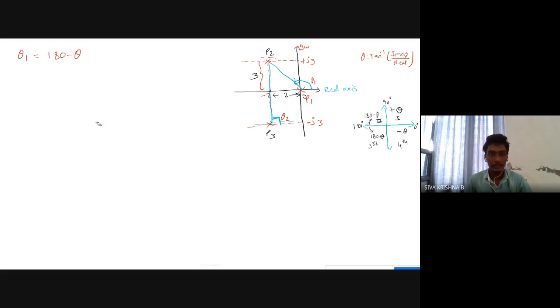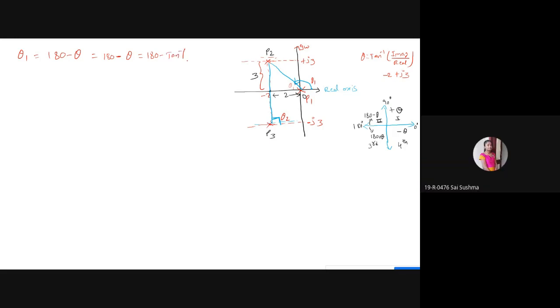First, let me finish this, and then we will go further. So theta 1 is 180 minus theta. What is theta? Theta is tan inverse of imaginary by real. The value here is minus 2 plus j3. So what is the real part and what is the imaginary part? j3 is imaginary, minus 2 is real.